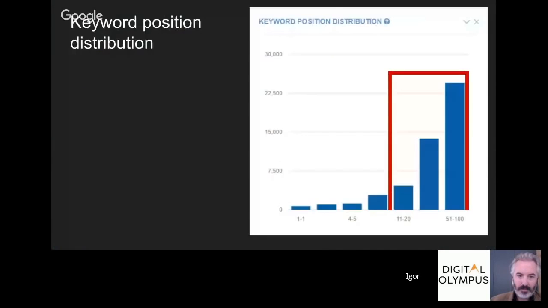This is the keyword position distribution that is typical for most websites, like 90% probably. There are quite a few websites where it doesn't look like this. What you see here is what positions the keywords from this website take in search engines. The red square shows the keywords that your website or any other is ranked from 11th to 100th position in search. So in other words, behind the first page of the search results, right?